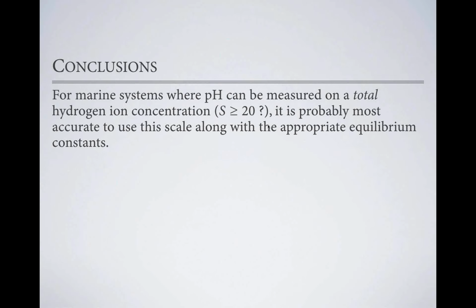Also, there are good equilibrium constants down to about salinity of 20, where we have a reasonable understanding of their uncertainty. So ideally, if the salinity is greater than or equal to 20, it's probably most accurate to use the total scale, total hydrogen ion concentration scale, with appropriate equilibrium constants. In all the computational packages, such as CO2calc, you get to say which pH scale you're using, and it will choose the appropriate equilibrium constants. This is convenient if you understand what you're actually doing.